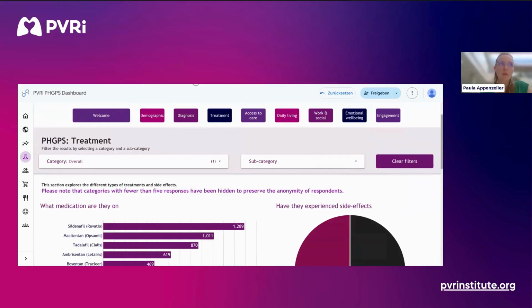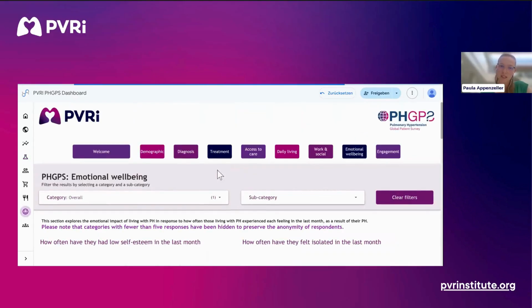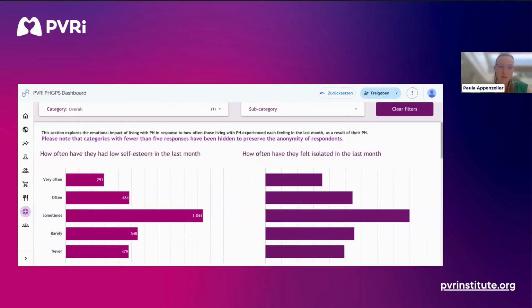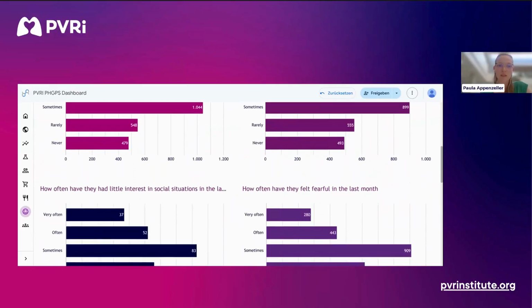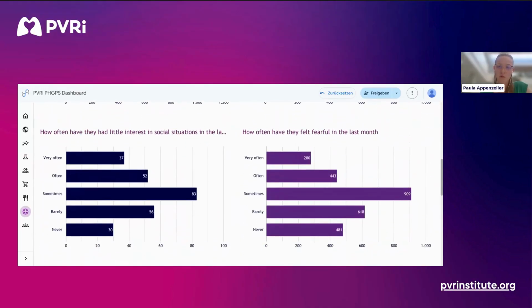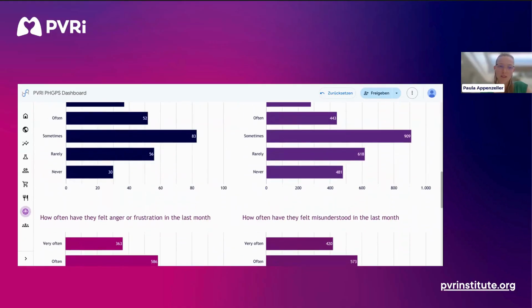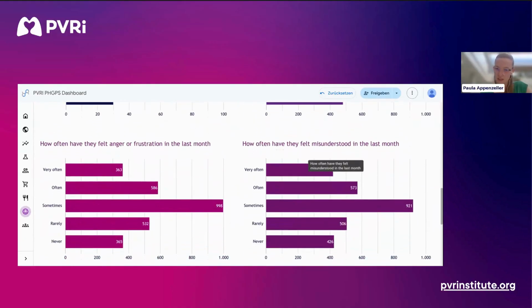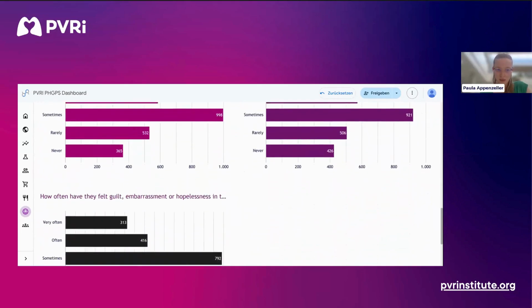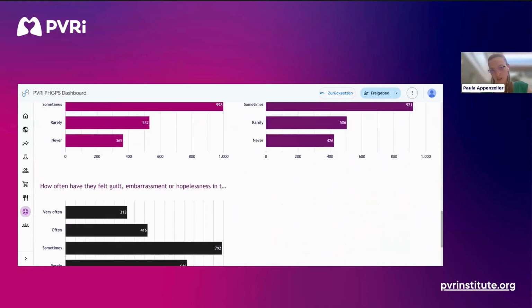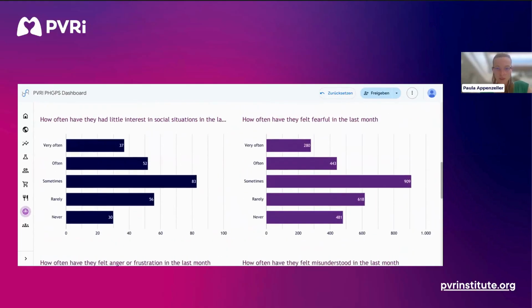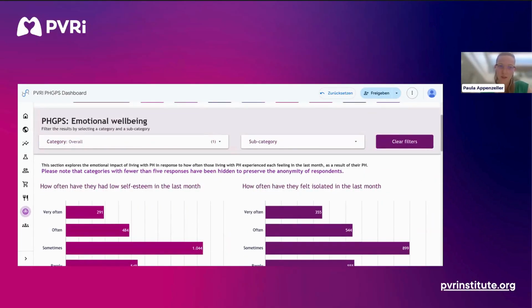In the next example, we will look at sex differences in emotional well-being. So we go to the emotional well-being tab, which shows a couple of selected questions about mental health. We have low self-esteem, feeling isolated, interest in social situations, feeling fearful, feeling angry or frustrated, or feeling misunderstood, plus the last one, feeling guilt, embarrassment, and hopelessness. So we have quite a big range of questions about emotional health and well-being.